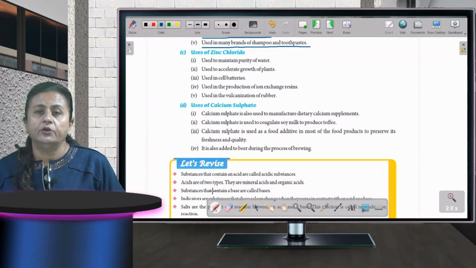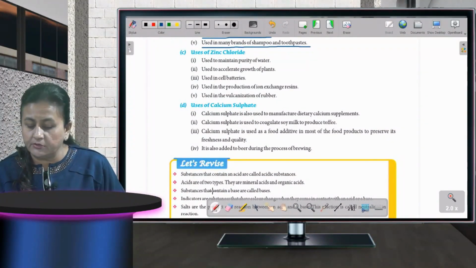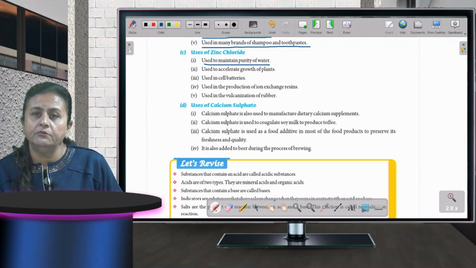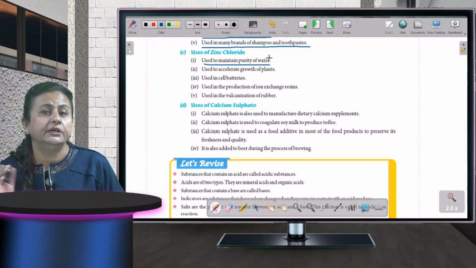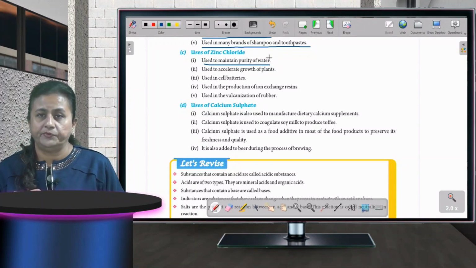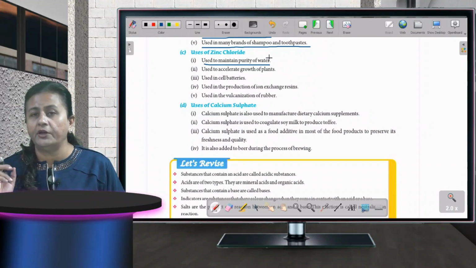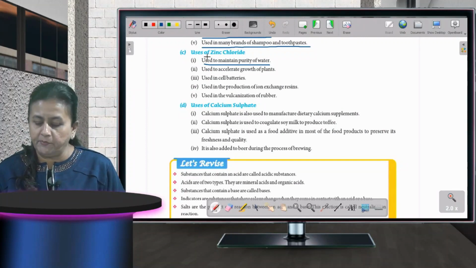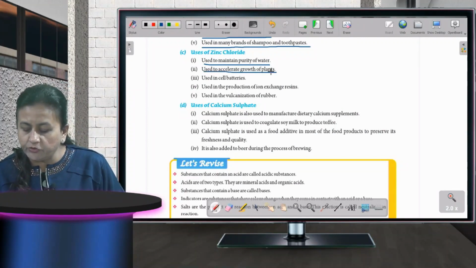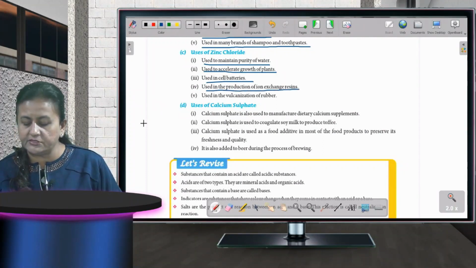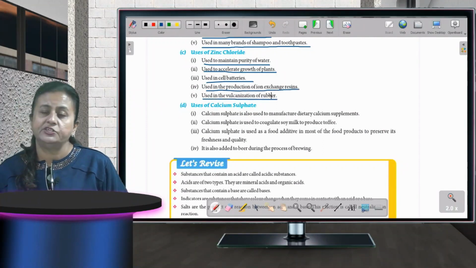Then the next one, uses of zinc chloride. Okay, this is also a very common salt. It is used to maintain purity of water. Pani peena hai to saaf peena hai. If you are going to drink impure water, you will fall sick. Okay, so water has to be purified before drinking. So we add zinc chloride to the water to make it pure. Used to accelerate growth of plants. Used in cell batteries. Used in the production of ion exchange resins. And used in the vulcanization of rubber.